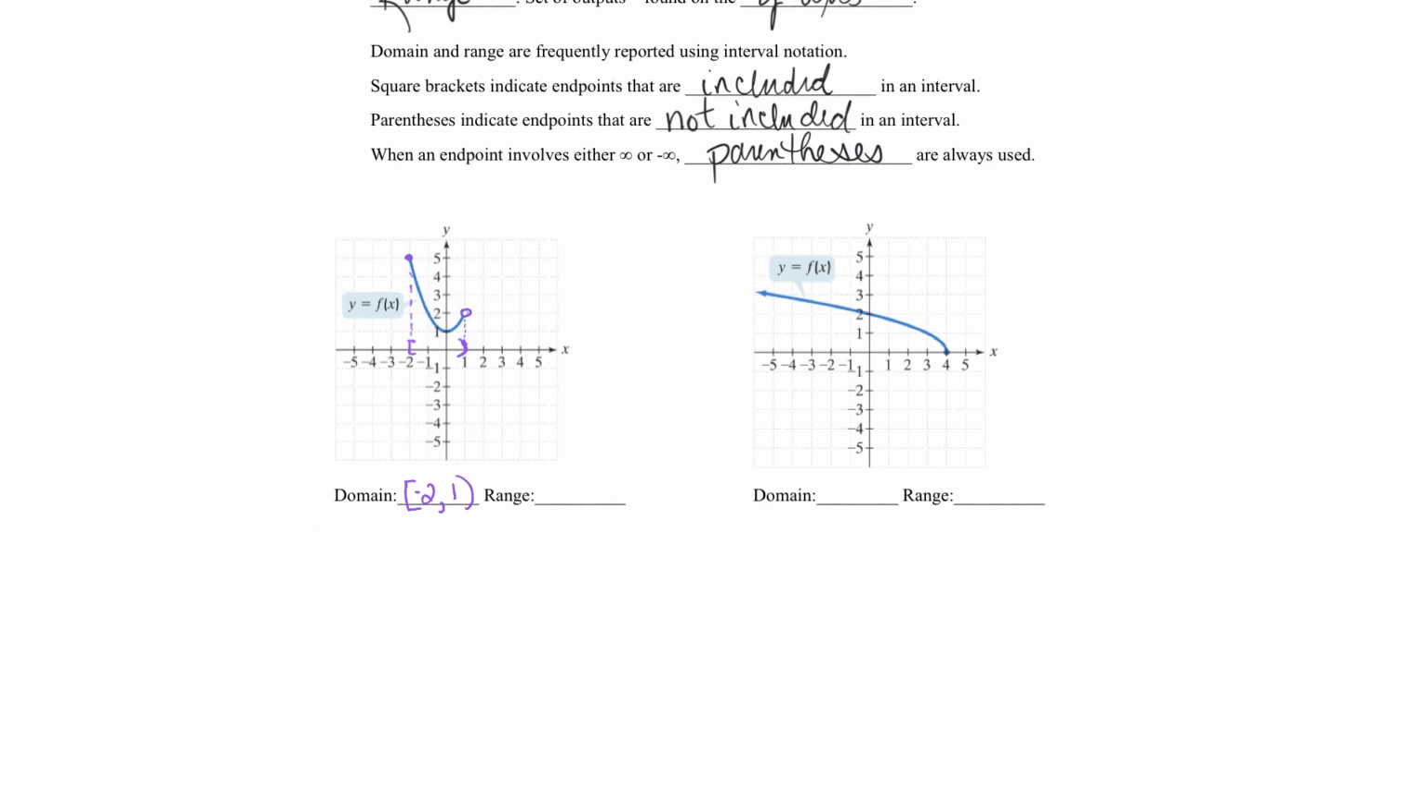So the bracket here is a reflection of this closed circle, and the parenthesis here is a reflection of this open circle. Okay? So let's go ahead over here to this next one and talk about the domain on this one, and then we'll come back and think about the range of both of these.